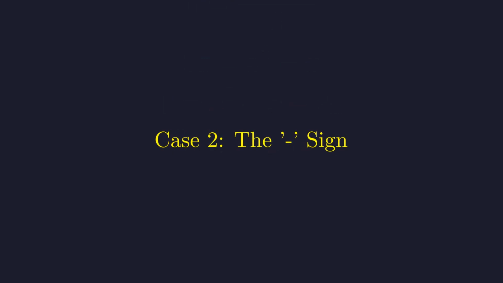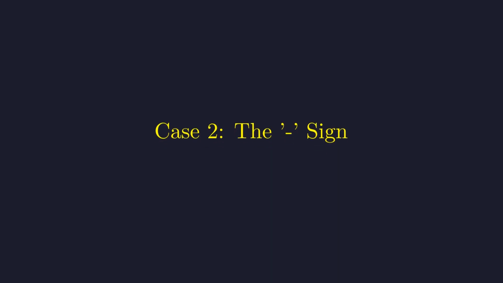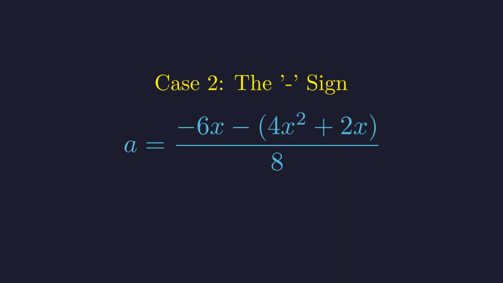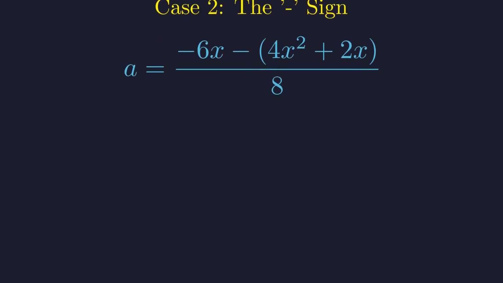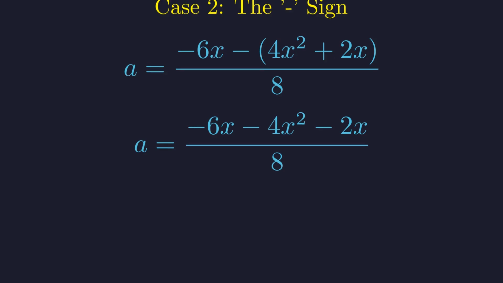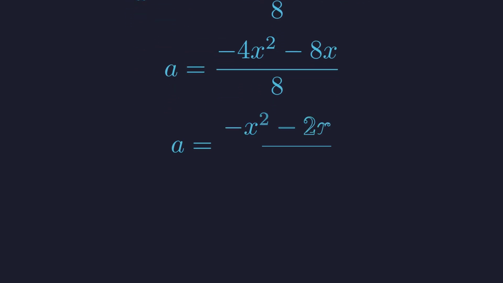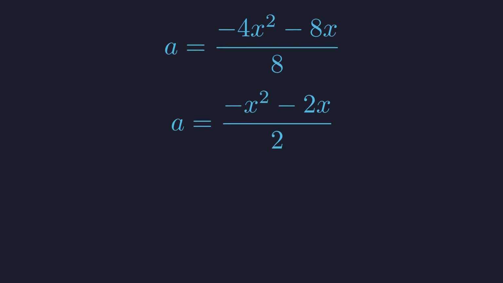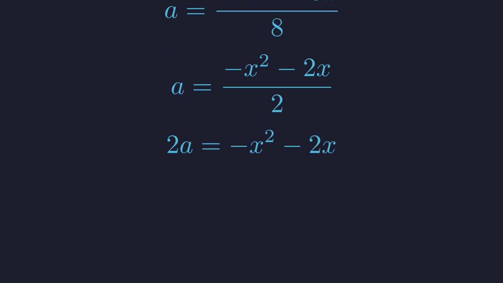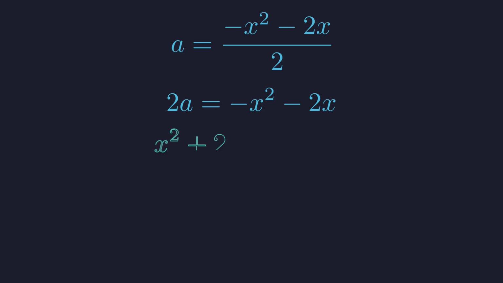Now for the second case, using the minus sign. This time we subtract the entire expression. Distribute the negative sign. Combine the x terms. And divide everything by 4 again. Multiplying by 2 gets the job done. And rearranging gives our second hidden quadratic equation.